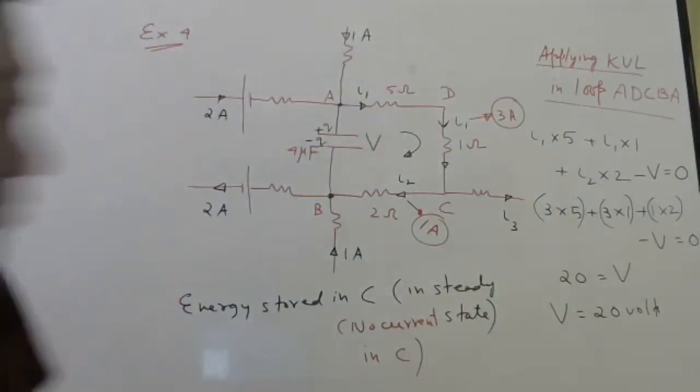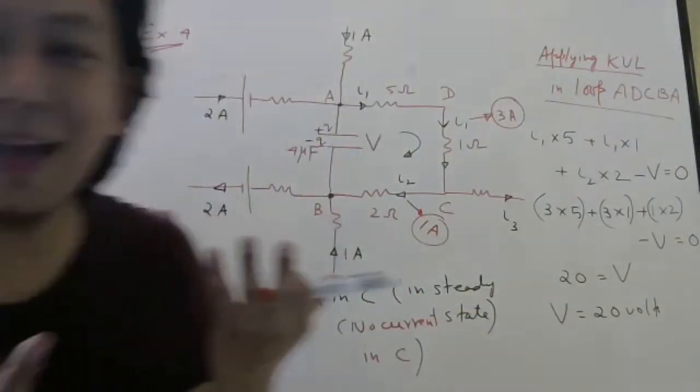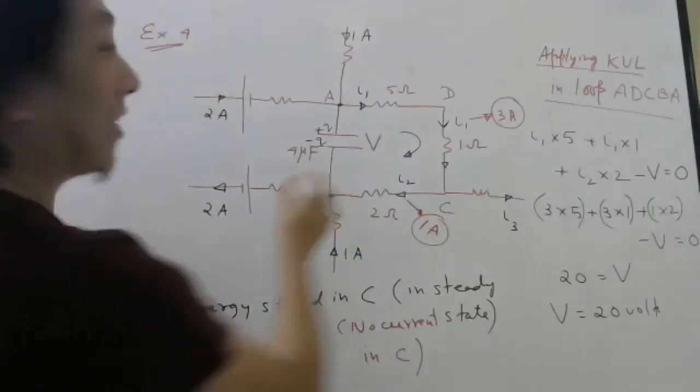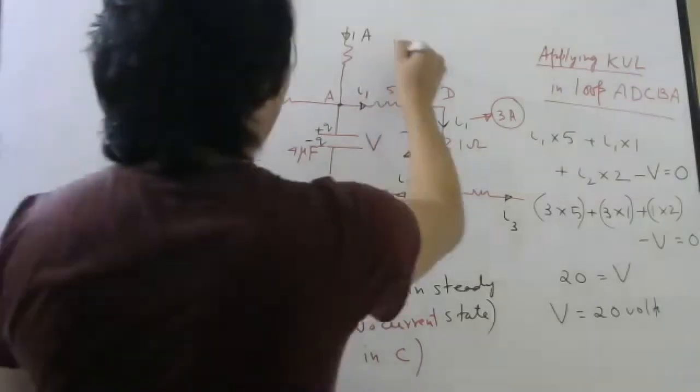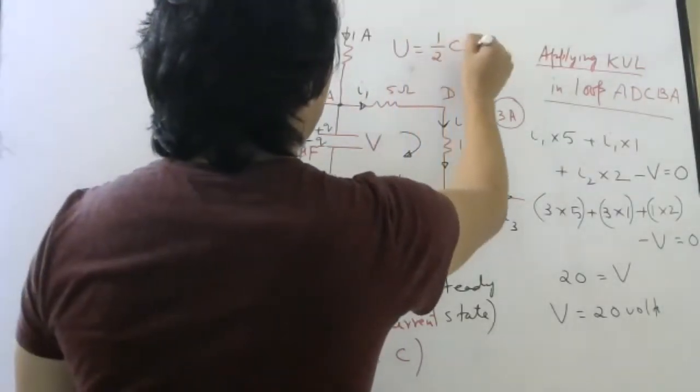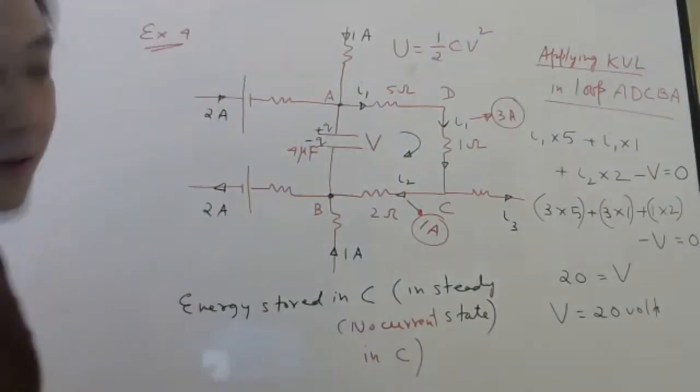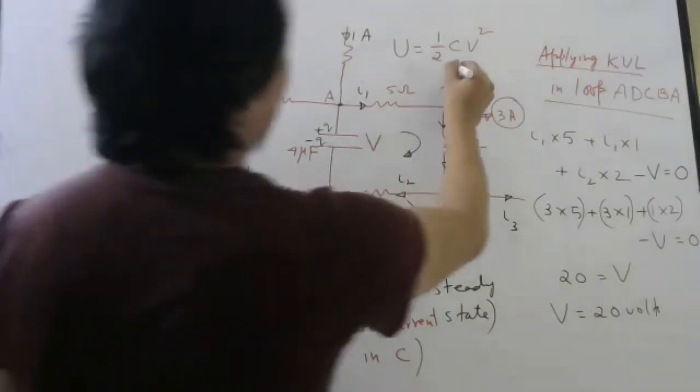V must be 20 volts. Understood? Once I know V, what is the energy stored now? Energy stored we know already. We are tired of that formula. Half CV square. So use that formula and tell me.